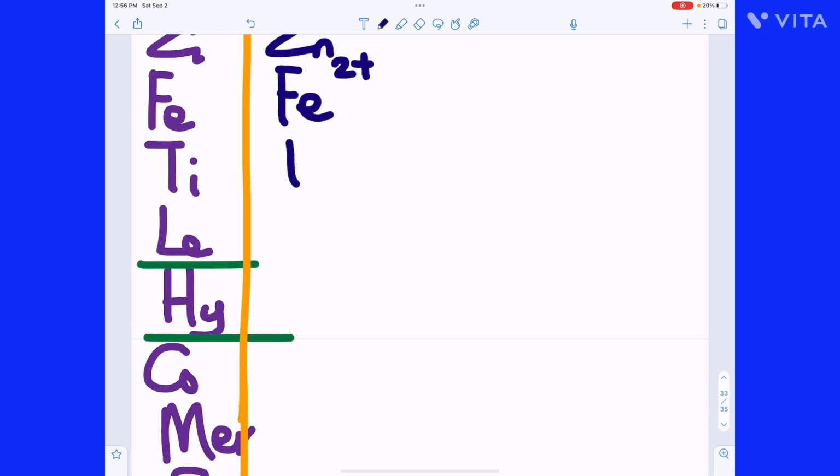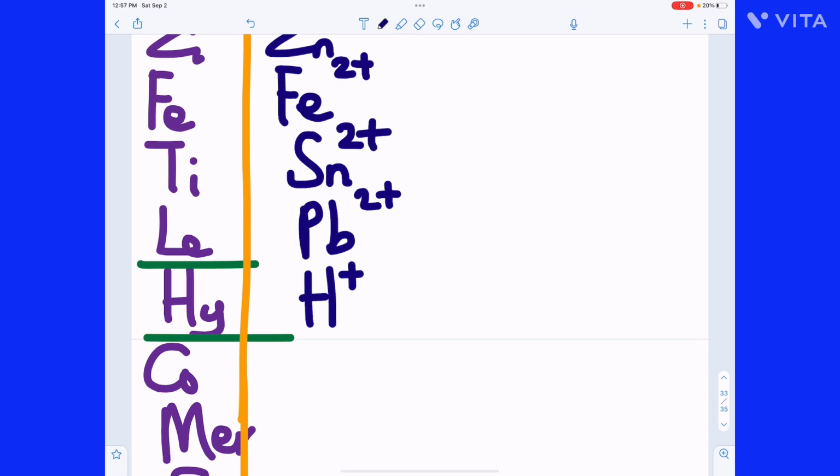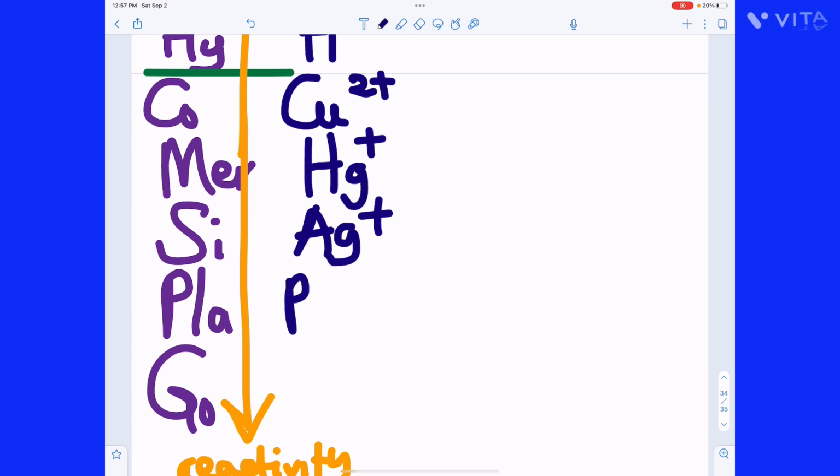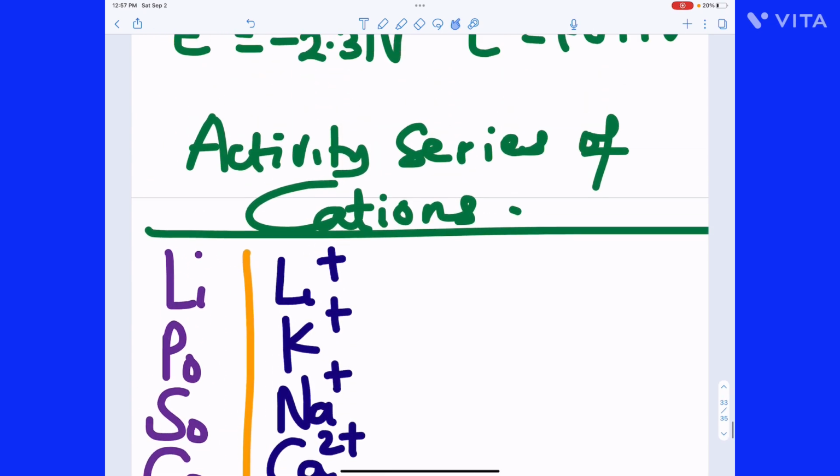Tin, Sn2+. Lead, Pb2+. H is for hydrogen, H+. Co is for copper, Cu2+. I'll try and write that more neatly. Copper, Cu2+. Mercury, Hg+. Silver, Ag+. Platinum, Pt+. And gold, Au+. So these are the ions in order of their activity.